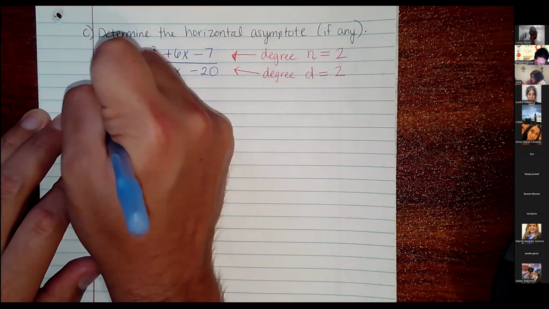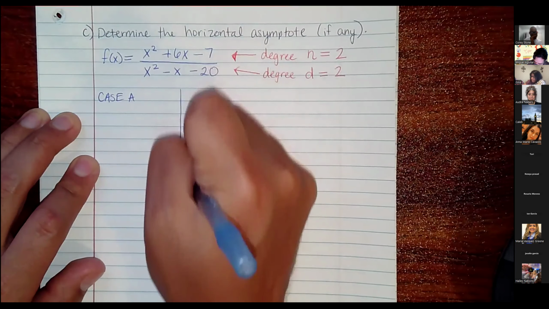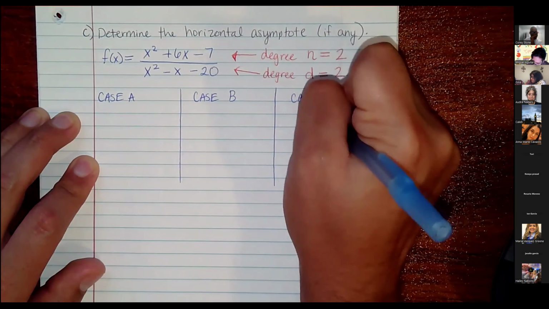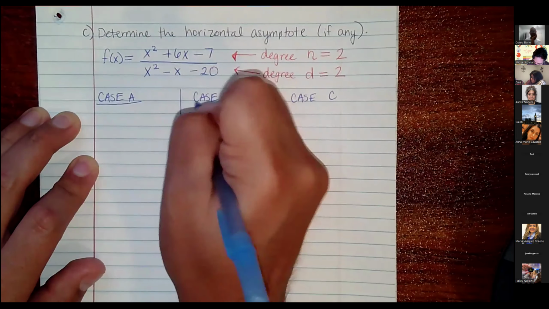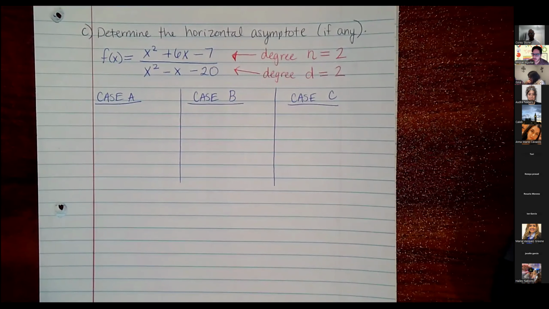So I'm going to write it this way. We have case A, we have case B, and case C. So this is like a cookbook. Think about it that way. If you have this situation, you'll do the instructions for case A. If you have a different situation, we'll do the instructions that I'm about to give you for case B. And if we have another situation, you'll do whatever the instructions are for case C to find that horizontal asymptote.